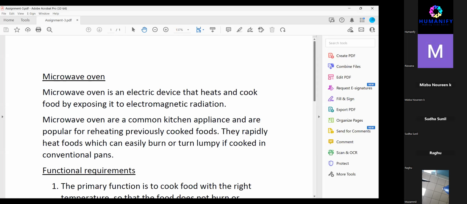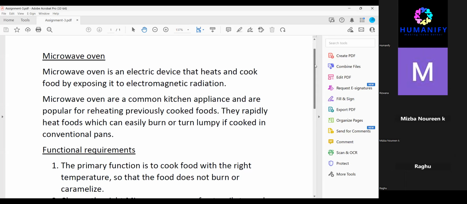Rubia, can someone give me access to share the screen, please? If you don't mind. Done, sir. Thank you. Are you able to see my screen? Let me know. Yes, we are able to see. Okay, excellent.